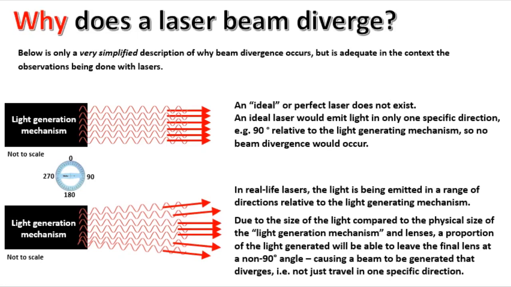Why does a laser beam diverge? Below is only a very simplified description of why beam divergence occurs, but is adequate in the context of the observations being done with lasers. An ideal or perfect laser does not exist. An ideal laser would emit light in only one specific direction. Example, 90 degrees relative to the light generating mechanism, so no beam divergence would occur. In real-life lasers, the light is being emitted in a range of directions relative to the light generating mechanism. Due to the size of the light compared to the physical size of the light generating mechanism and lenses, a proportion of the light generated will be able to leave the final lens at a non-90 degree angle, causing a beam to be generated that diverges, or not just travels in one specific direction.